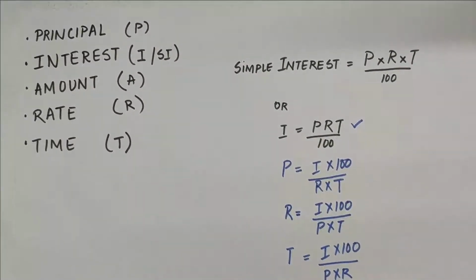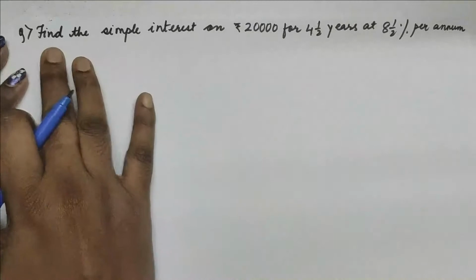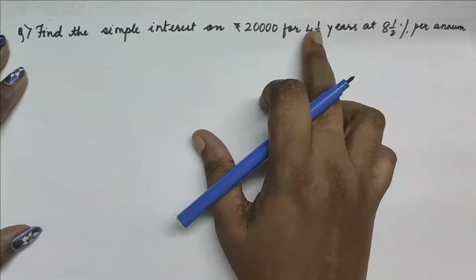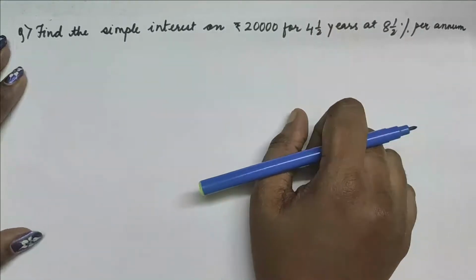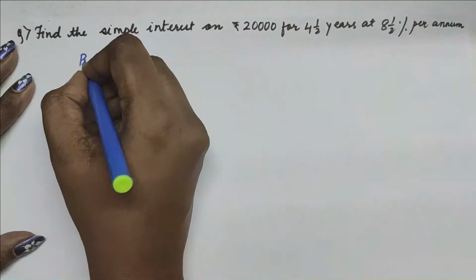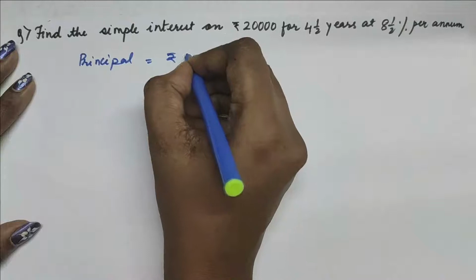So let us solve some exercise questions to understand the concept and how to apply this formula. Moving to the first question, which says find the simple interest on rupees 2000 for 4.5 years at 8% per annum. So on rupees this much means this is the principal. Let us write all the details which are given to us.